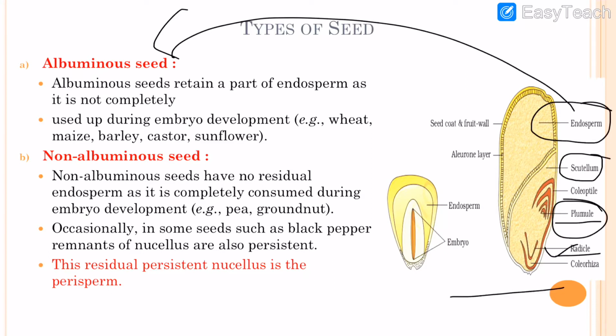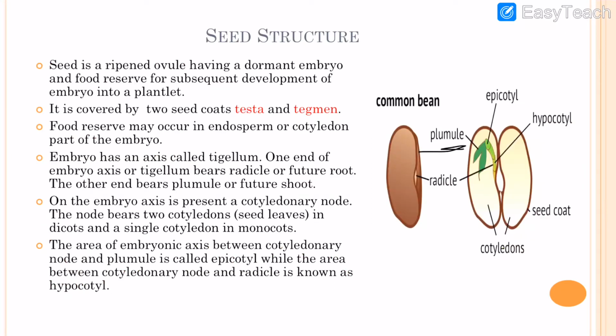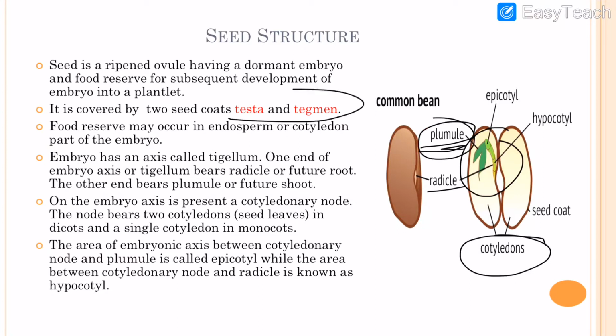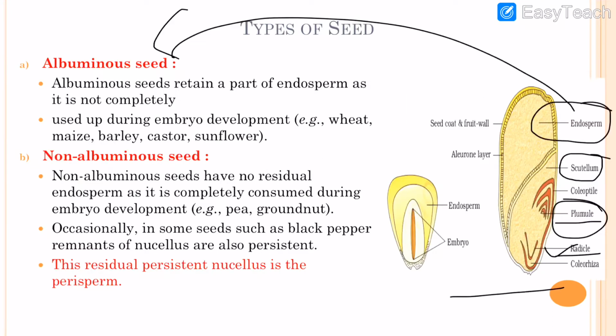Dear students, when we see the diagram of the dicot seed, it does not have endosperm. It only has cotyledons, and an embryo in which the radicle and plumule are present, which is covered by the testa and tegmen. So the seeds in which endosperm is not present, or the endosperm is used during embryonic development, are known as non-albuminous seeds.